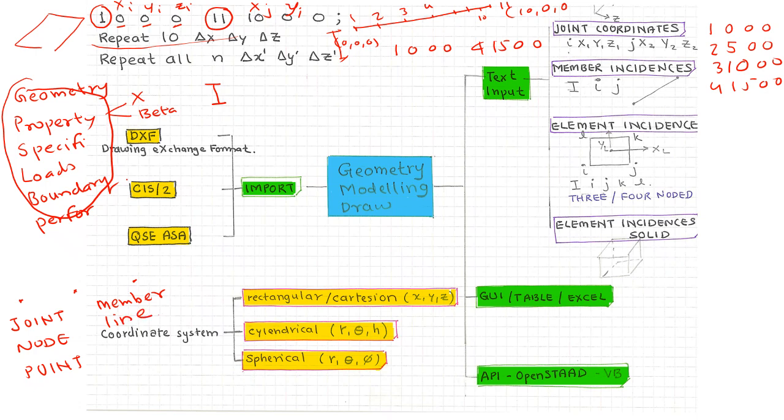So now we write. Each entity in STAAD has its name. So node name 1, 2, 3, their name. In the same way, a member has a name 1, 2, 3. So member ID, which someone will call member ID, start node ID, end node ID. And we can create multiple members.